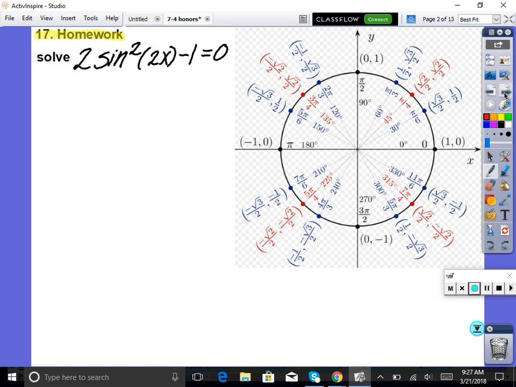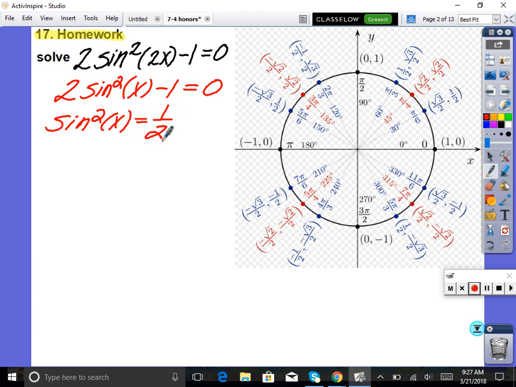So if we solve this one, remember this is how we're going to start out. We're going to just pretend like this is 2 sine squared of just x minus 1 equals 0. We're going to just solve this one first, and then we'll worry about the 2 in the very end. So what would we do? We'd add 1, divide by 2. So we're dealing with when does sine squared of x equal 1 half? True? Square root both sides.